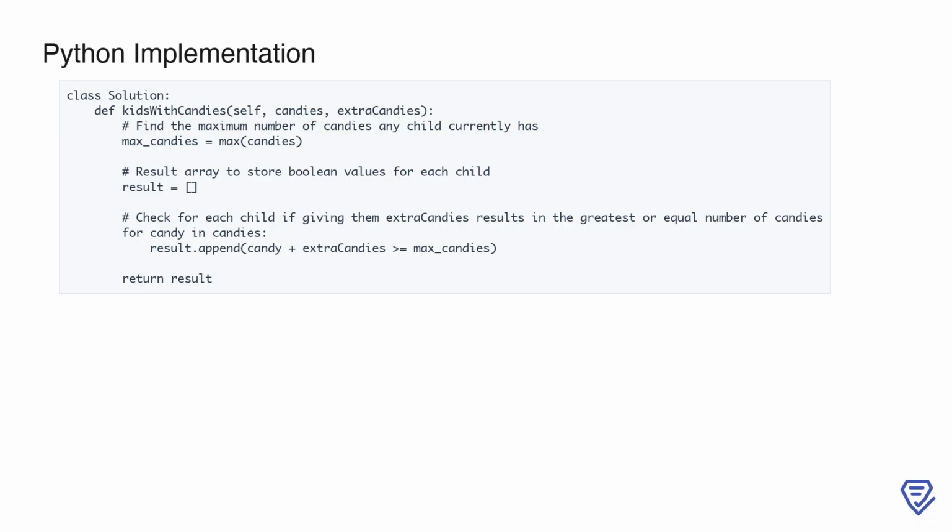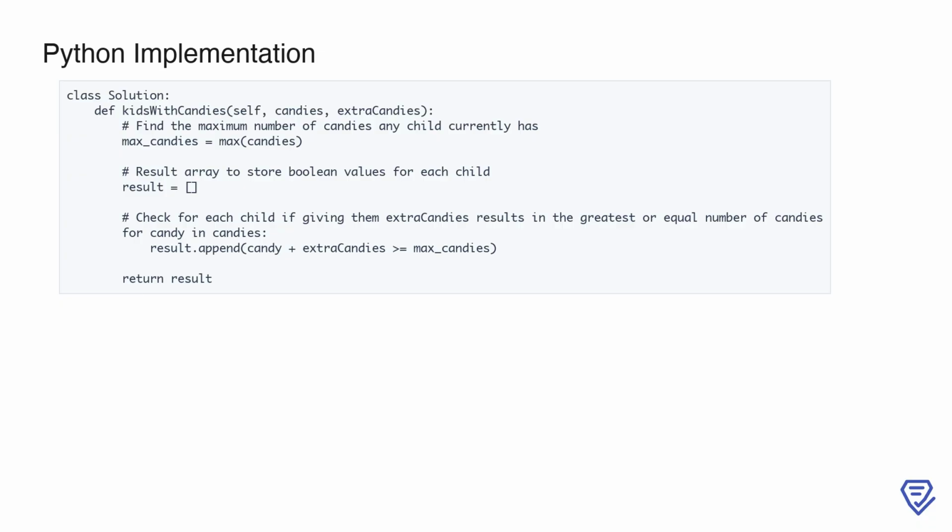The goal is to determine, for each child, whether adding the specified number of extra candies to their current count would make their total count the greatest or equal to the greatest among all children. We start by calculating the maximum number of candies that any child currently has using Python's max function. This step gives us a reference point to compare with. Next, we initialize an empty list called result to store the Boolean values for each child. The list will eventually indicate whether each child can have the greatest number of candies after receiving the extra candies.